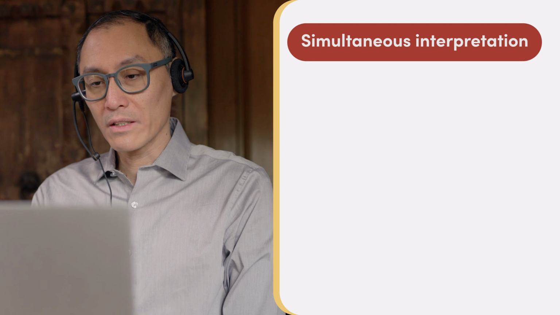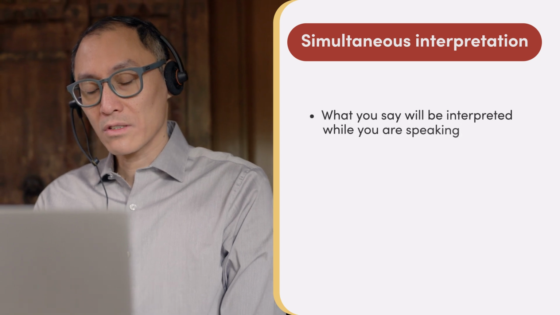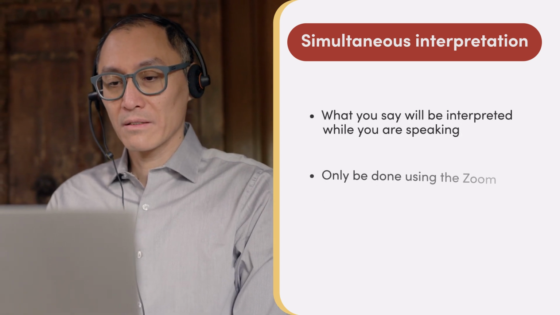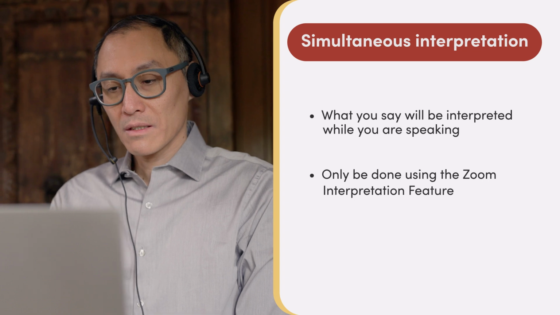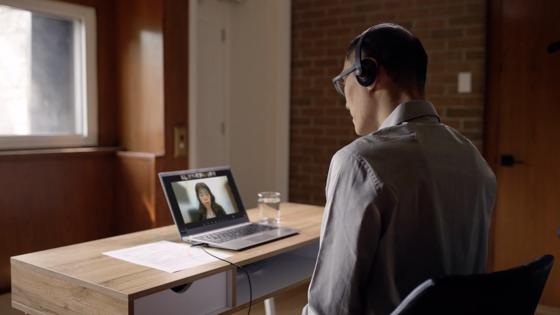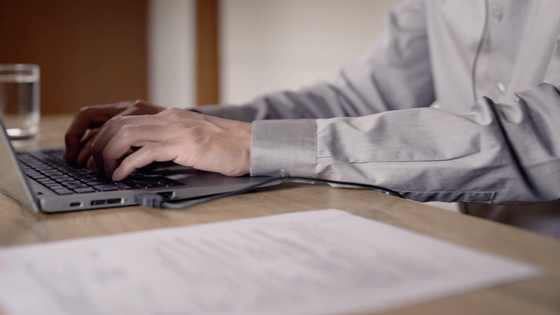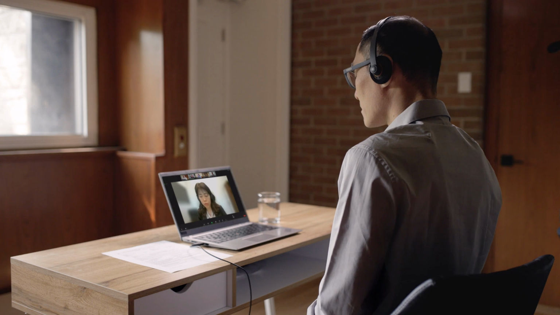Simultaneous interpretation means what you say will be interpreted while you are speaking. This may only be done using the Zoom interpretation feature. If the interpreter gives you instructions, follow them. This may include asking you to make selections in the Zoom interpretation feature or to pause while they interpret. Now let's talk about the Zoom interpretation feature.